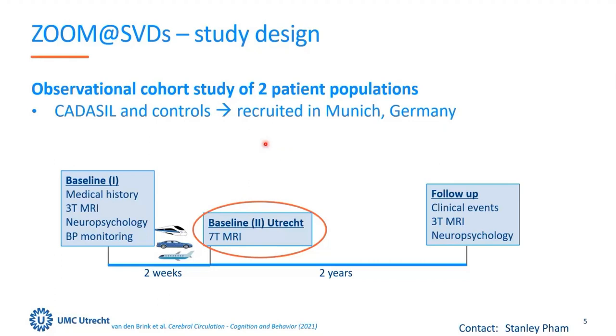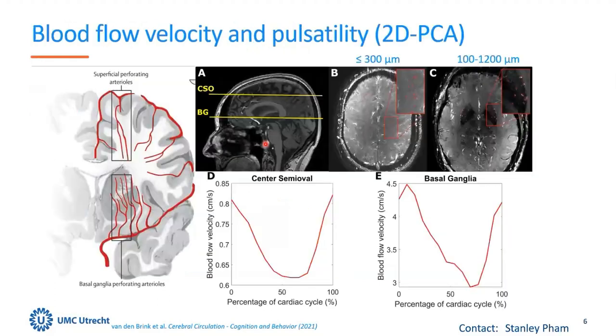So what did we do? What did we measure on 7-Tesla MRI here in Utrecht? Jaco already alluded to this earlier this morning. We measured blood flow velocity and pulsatility on a 2D slice at the level of the perforating arteries at the basal ganglia, and the perforating arteries at the level of the centrum semiovale.